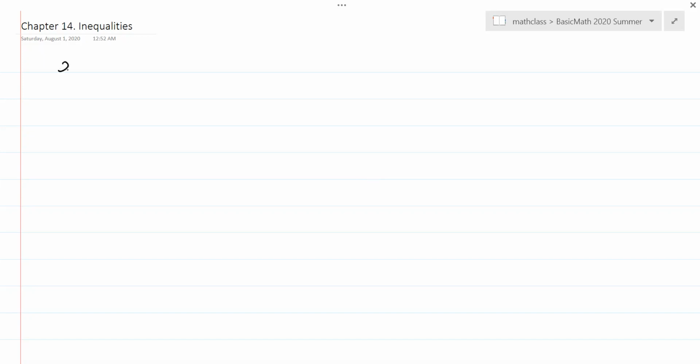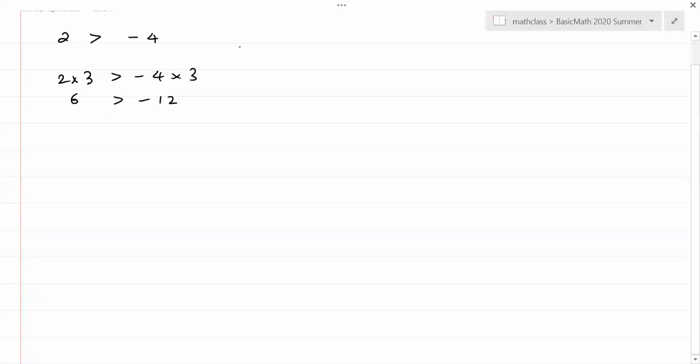Everybody knows that 2 is greater than -4, right? That's true. If you multiply by a positive number, 2 times 3 is greater than -4 times 3. It's clear because that's 6 and here it's -12. Still true. But now, if you multiply by -3, you have 2 times -3, and -4 times -3. So you have to change the direction of the inequality.